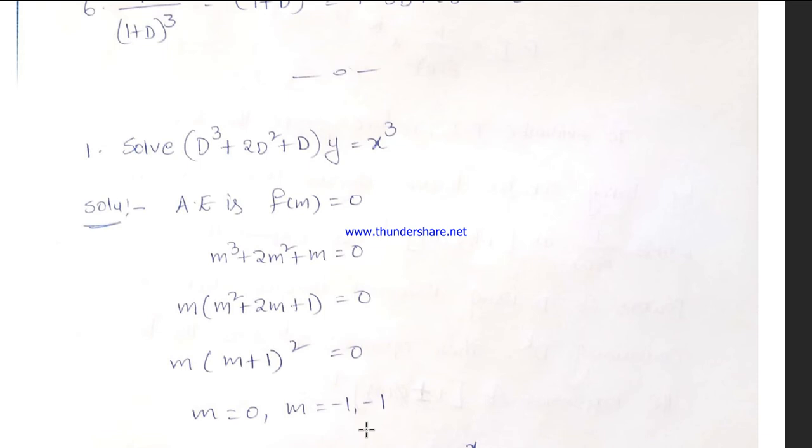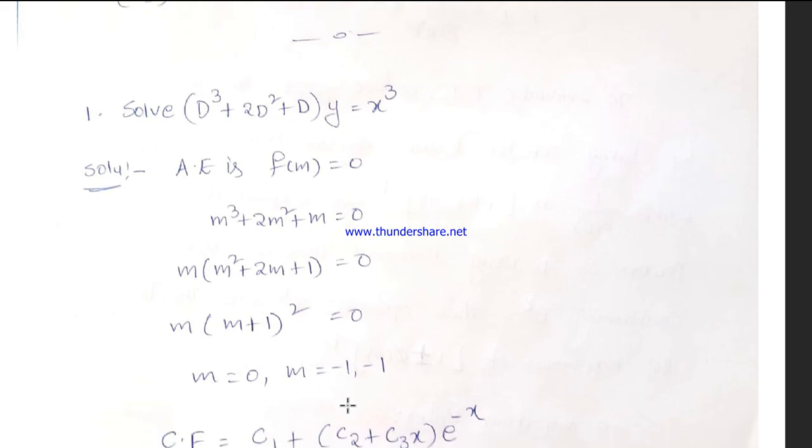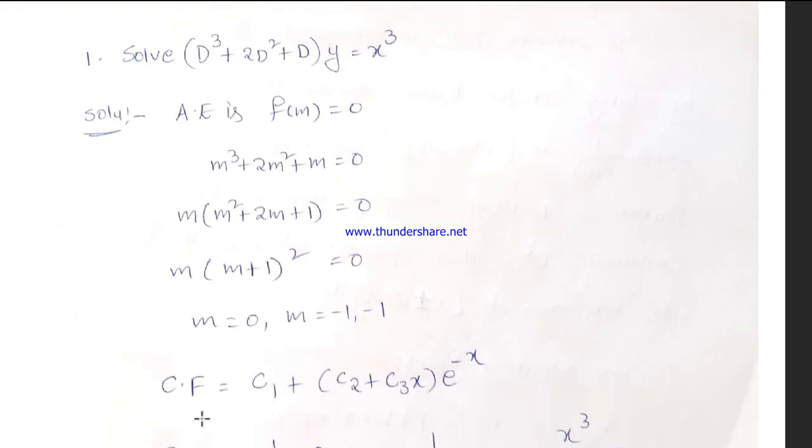So here we are getting the roots combination. One root is different, one root is repeated. So that's why we can write complementary function equal to c1 e power m1x. e power 0 into x is 1, so that's why c1 plus, next root is repeated twice, so that's why that is (c2 plus c3x) into e power m2x. m2 value is minus 1, so that's why minus x. So our complementary function is c1 plus (c2 plus c3x) e power minus x.